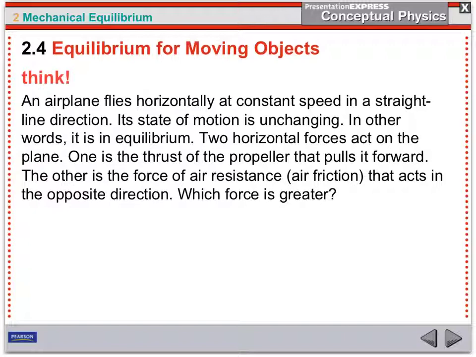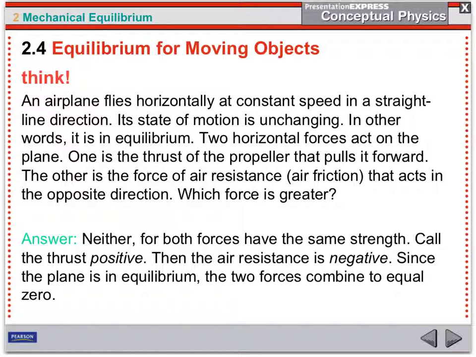All right, think about this. What about an airplane? If it flies horizontally at a constant speed in a straight line, its state of motion is unchanged, so it's in equilibrium. There are two forces acting on the plane. One is the thrust of the propeller, which pulls it forward. The other is the air resistance that acts in the opposite direction. Which force is greater? Well, hopefully you said neither one, because if it's at a constant speed, the sum of those has to be zero.